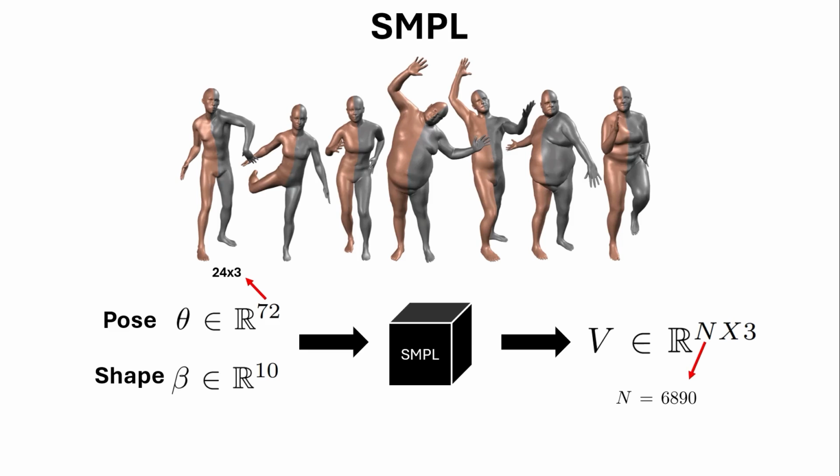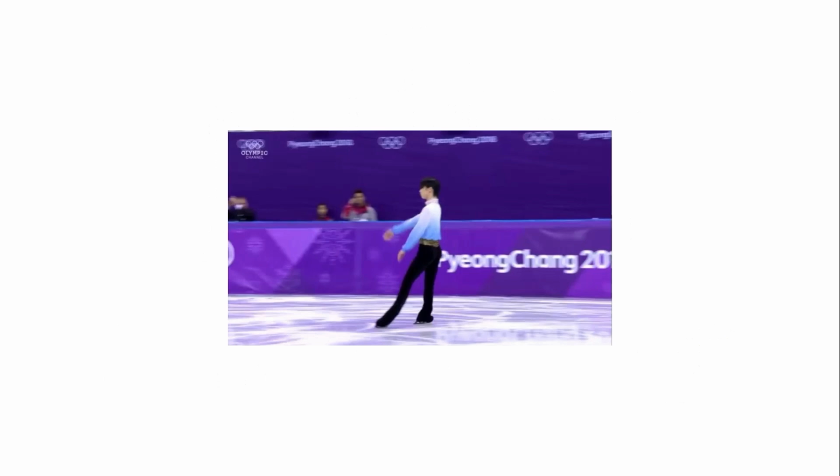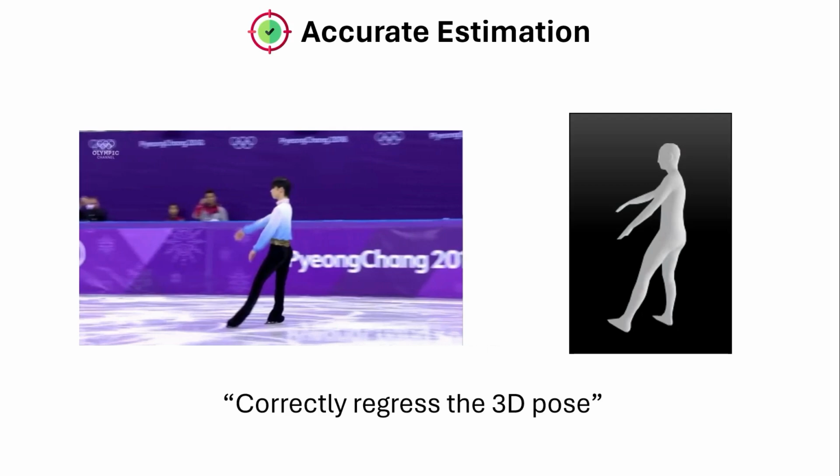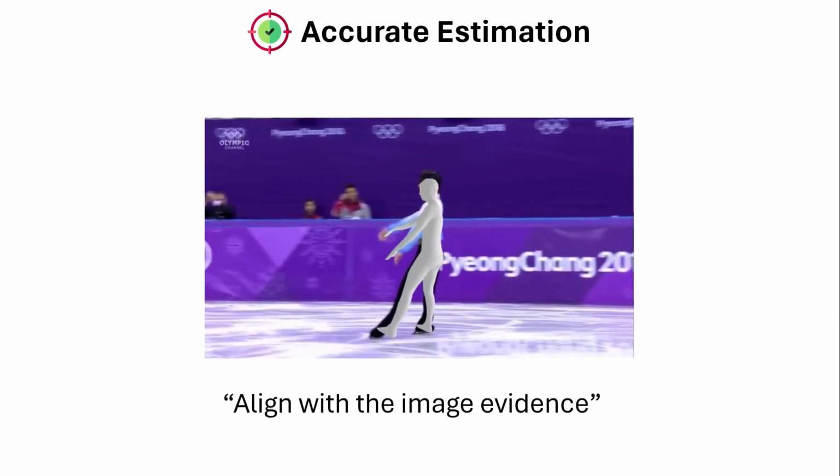And knowing this representation, let's just talk about TokenHMR. But one thing that you should also know is that in addition to the pose and shape, we also need something called camera translation, and that says how much we should translate in the camera coordinate to align the predicted 3D human mesh with the image. And just to give you an example, let's just say I have an input image like this. When I say we have an accurate estimation, that means two things. The first thing is that we can correctly regress the 3D pose by outputting the correct pose and shape, but the other thing is about this camera translation that tries to align it with the image evidence.